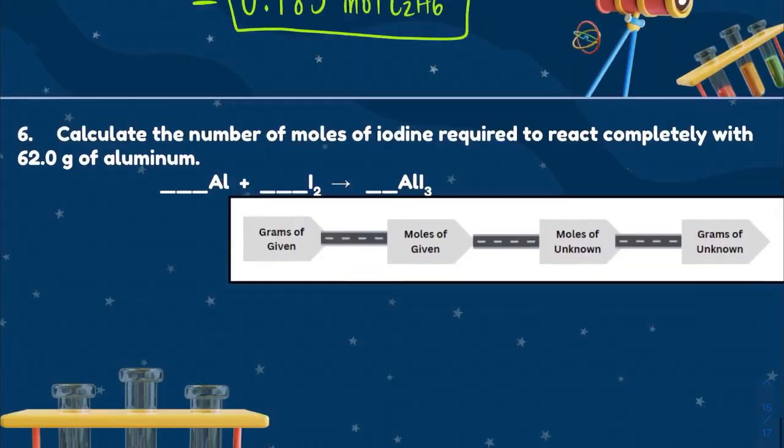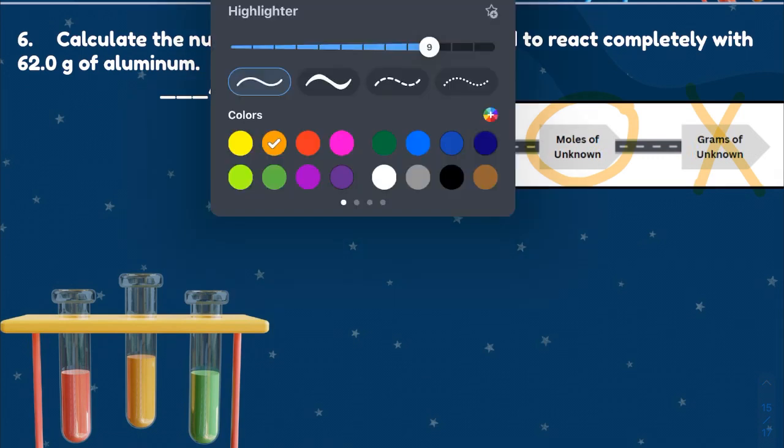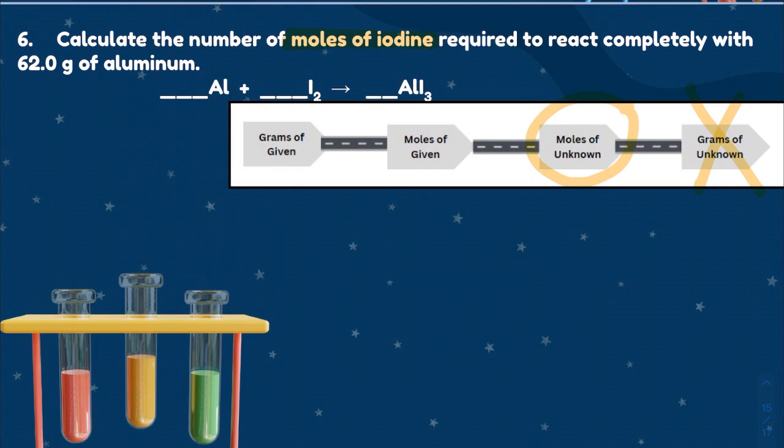Okay, let's do one more. Number 6, calculate the number of moles of iodine. I'm going to start processing this. Calculate the moles of iodine. We're not going to go to grams. Required to react completely with 62 grams of aluminum. So we're starting at grams. We're going to have to go from grams of given to moles of given to moles of unknown.